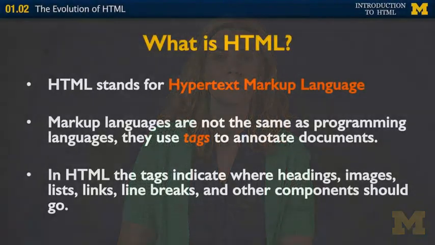Today we're going to be talking about HTML5, specifically what it is and why we aren't learning HTML1 instead. So what is HTML? HTML stands for Hypertext Markup Language. Markup languages are actually very common. They're not the same as programming languages. Instead, they're special languages that use tags to annotate or mark up documents. In HTML, the tags tell the browsers where you want to put headings, images, lists, links, etc.